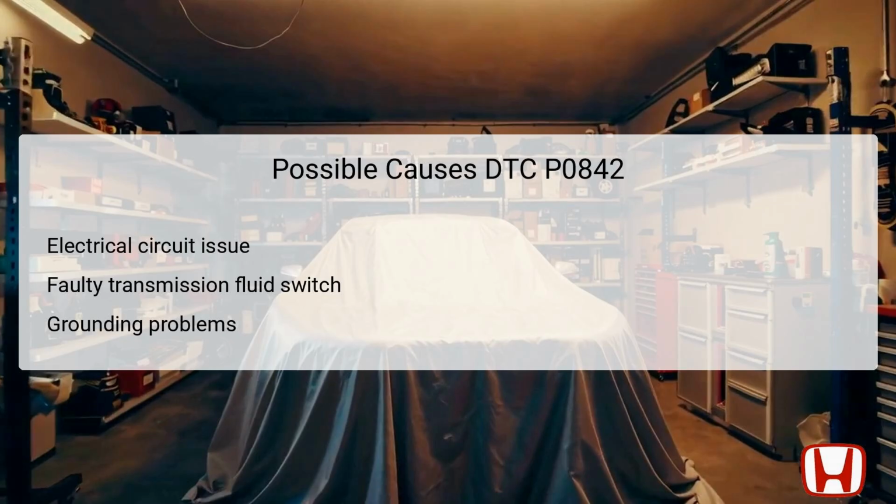Grounding problems are another consideration, as a poor ground connection might lead to erratic readings or false signals being sent to the PCM. It's important to systematically evaluate these conditions in the sequence provided in order to eliminate each possibility effectively, getting closer to identifying the root cause of the problem. The electrical nature of this issue allows for precise diagnostic measures, ensuring that the solution is accurate and reliable.